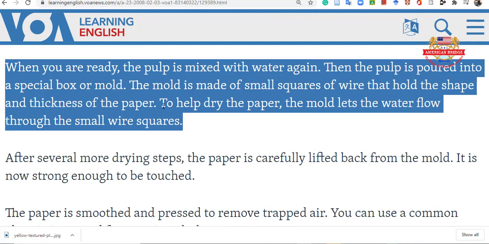The question is, what is the mold made from? How does the mold look? So you see the sentence number 2: the mold is made of small squares of wire that hold the shape and thickness of the paper. So why do we use the mold? To help dry the paper. The mold lets the water flow through the small wire squares, and then the paper remains inside there.